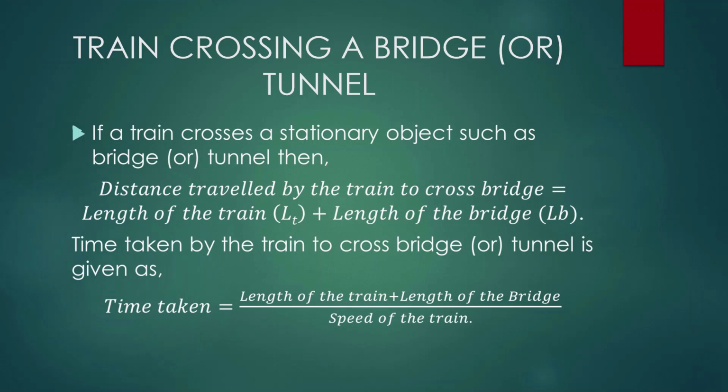Thus, in this concept, since the train crosses an object whose length is substantial, it has to be included while calculating the distance traveled by the train. Let us solve some examples to understand this concept.